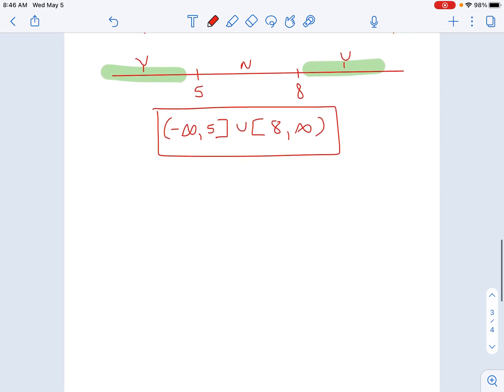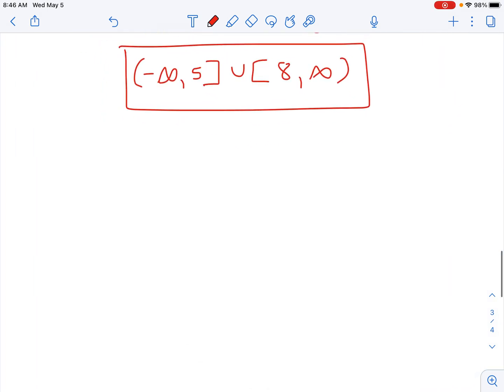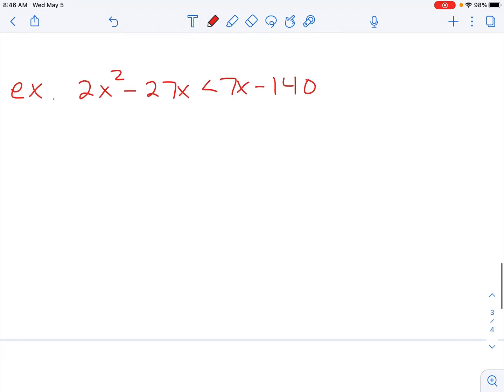All right, so I'll do a couple more, but the only thing that would change would be the type of function that we're looking at. So if I had something like 2x squared minus 27x is less than 7x minus 140. Okay, it's just uglier. All I got to do is get everything on one side. So I'll move everything to the left.